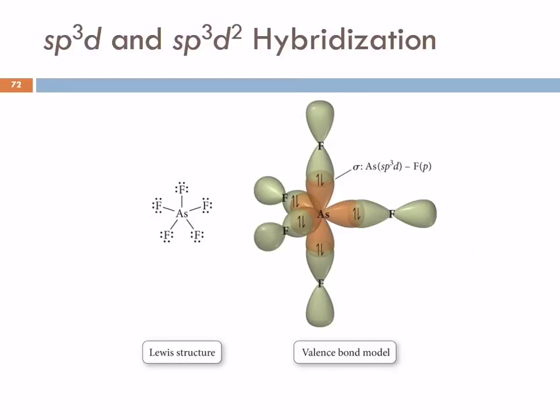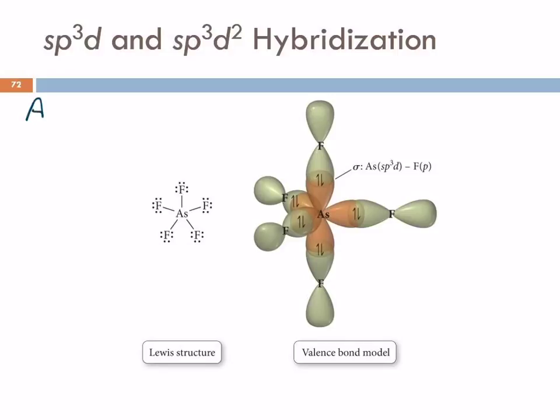So if we look at something like arsenic pentafluoride, here's the Lewis structure for it. We see that there are 5 single bonds around the arsenic. Well, arsenic is going to use sp3d hybrid orbitals to make those 5 bonds. Let's look at the orbital diagram for arsenic.